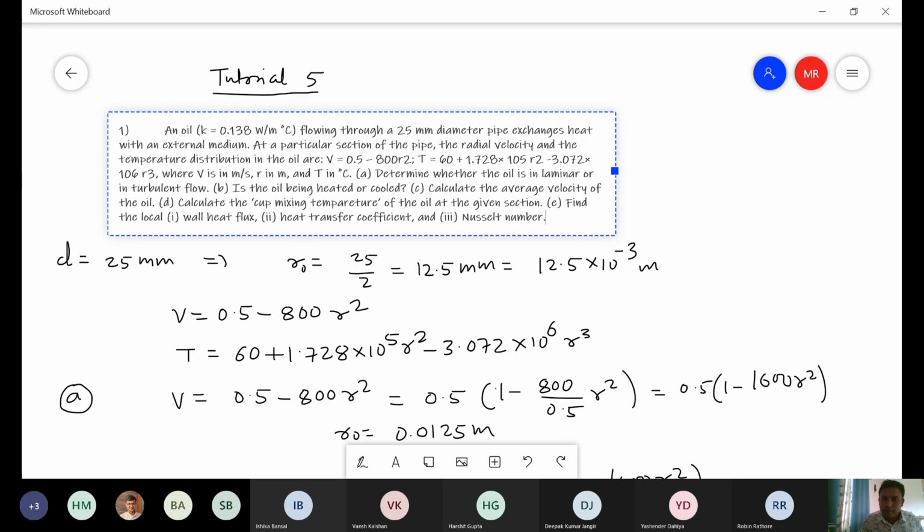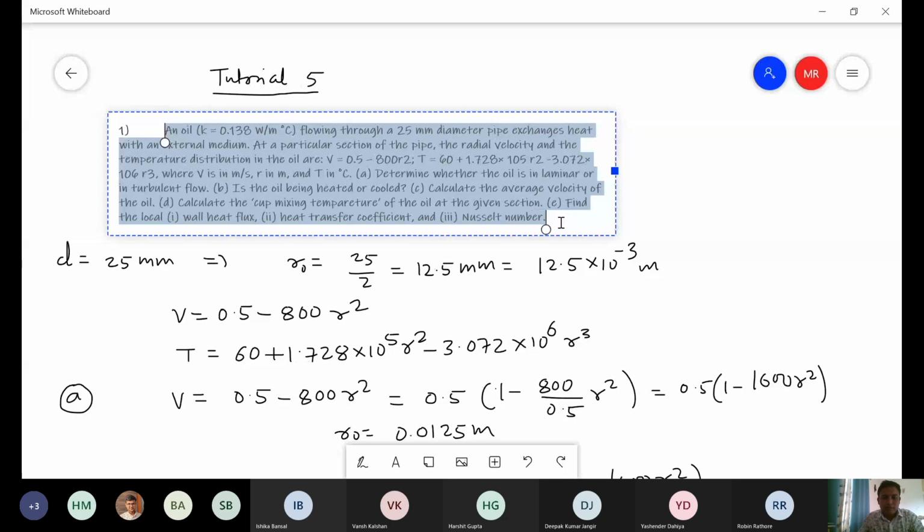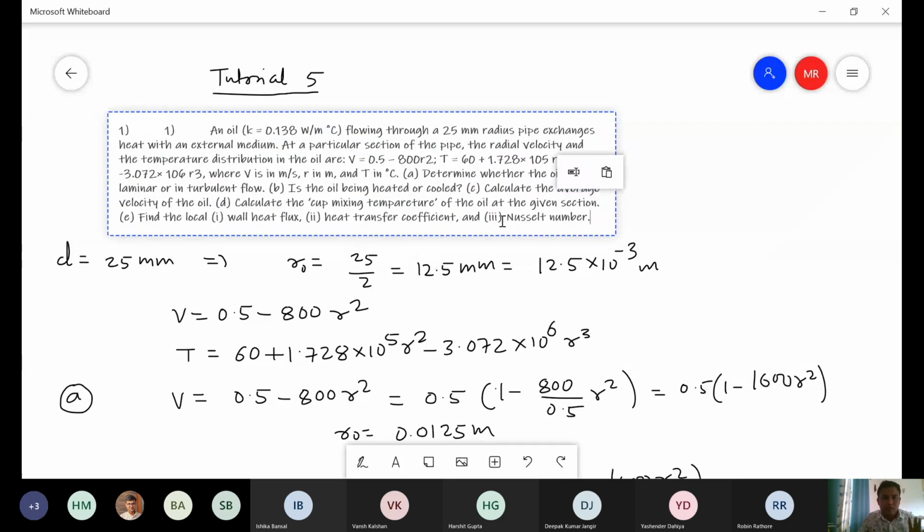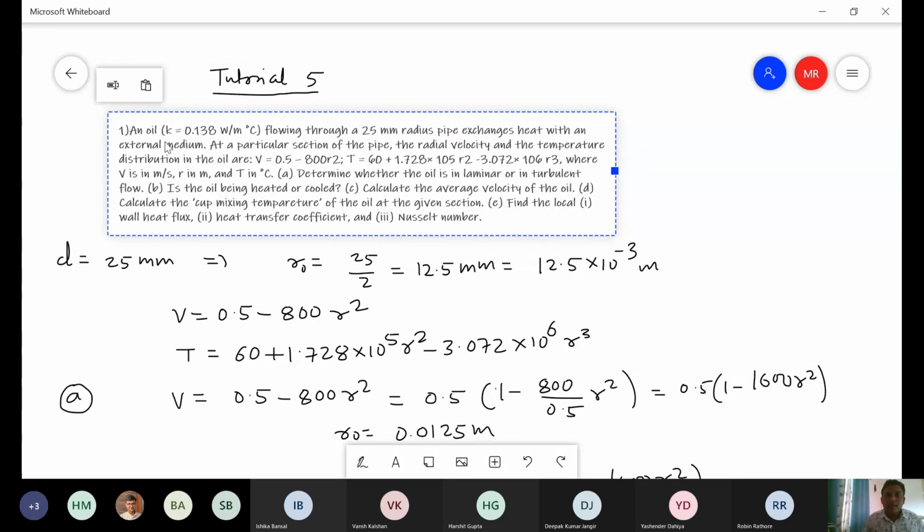Okay. You are absolutely correct. The correct statement is this. This is 25 mm radius. It's not diameter. Some changes are happening here and there because this file is taken from last year. So let me just correct it. Okay, just quickly correct it.